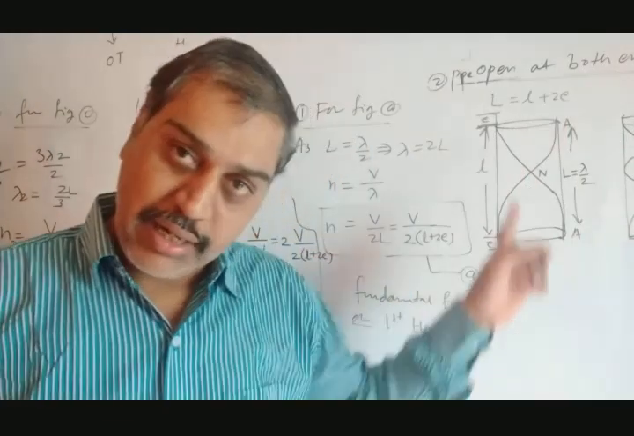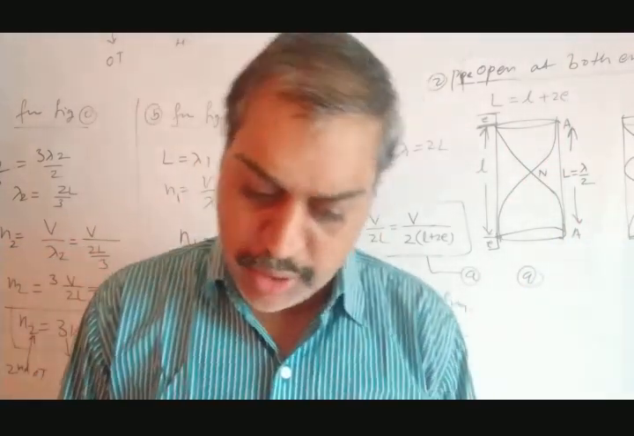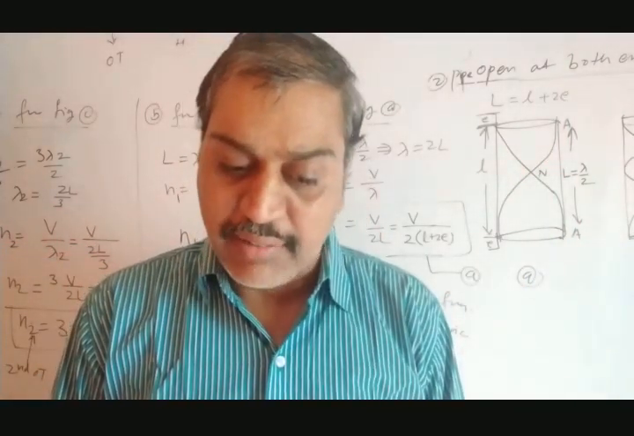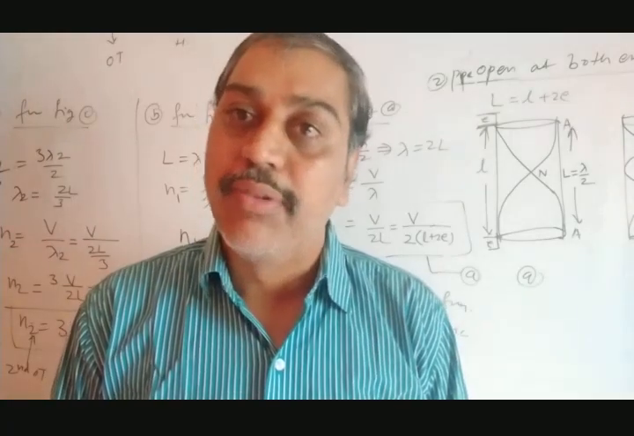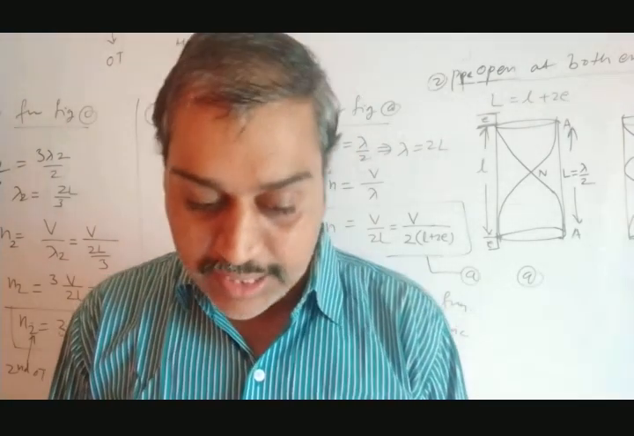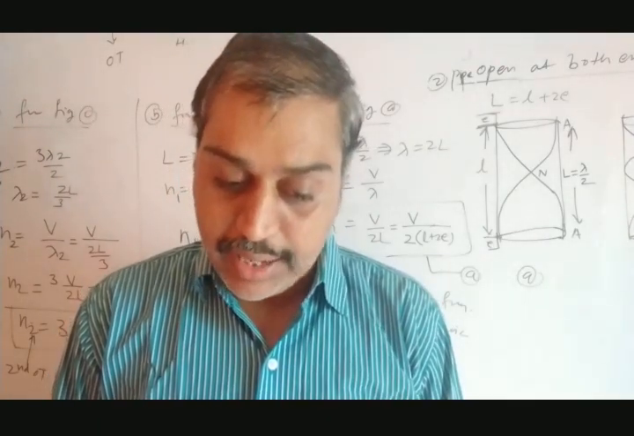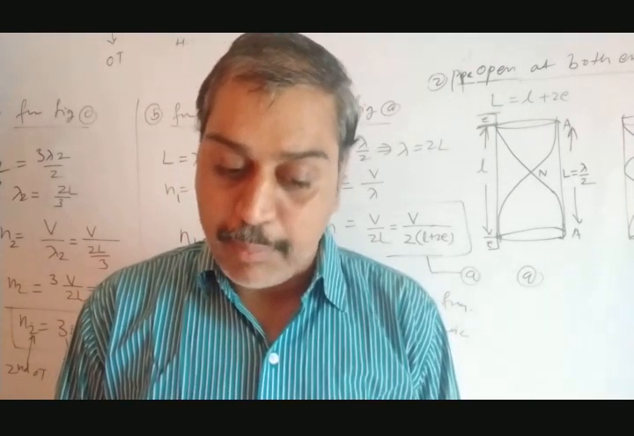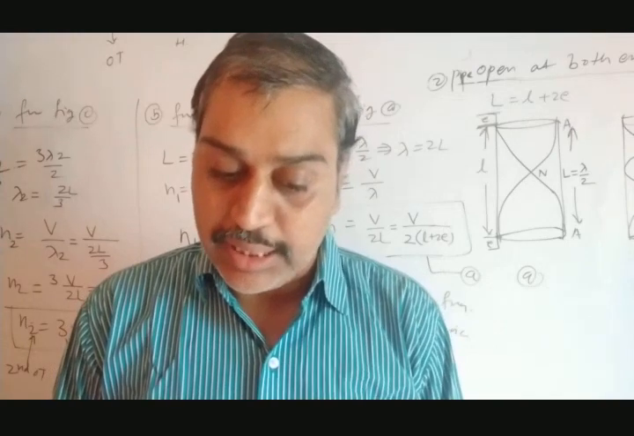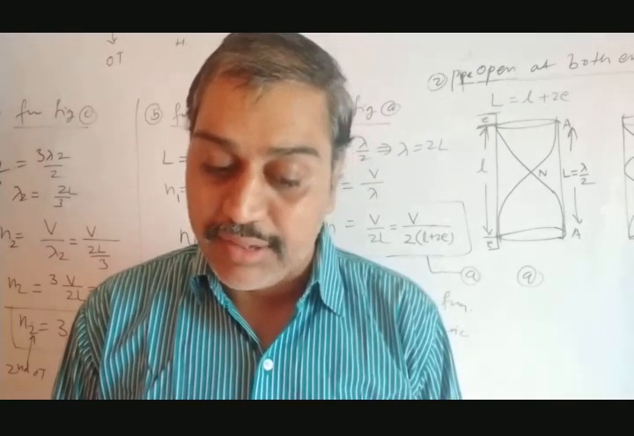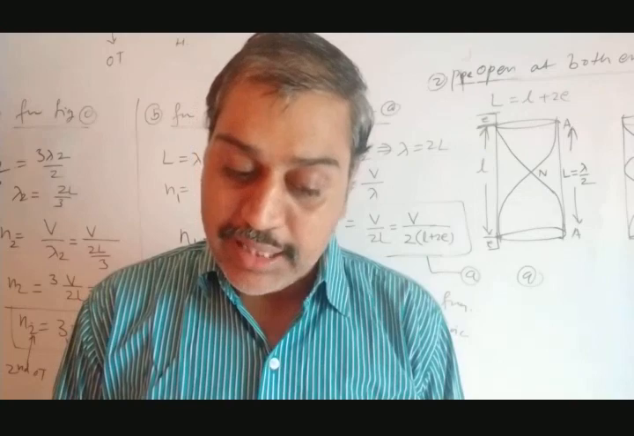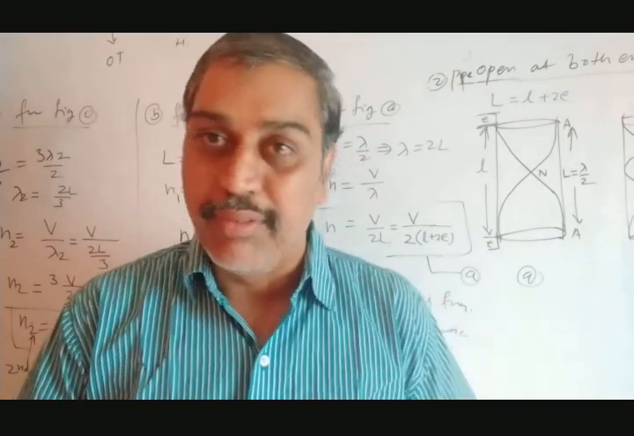Open at both ends contain all harmonics. That already I have told you. Its quality is richer than that produced by the pipe closed at one end. That already I have told you. Second, the fundamental frequency of vibration of the air column in a pipe open at both ends is double that of the frequency in the same length pipe for a closed pipe. What does it mean?